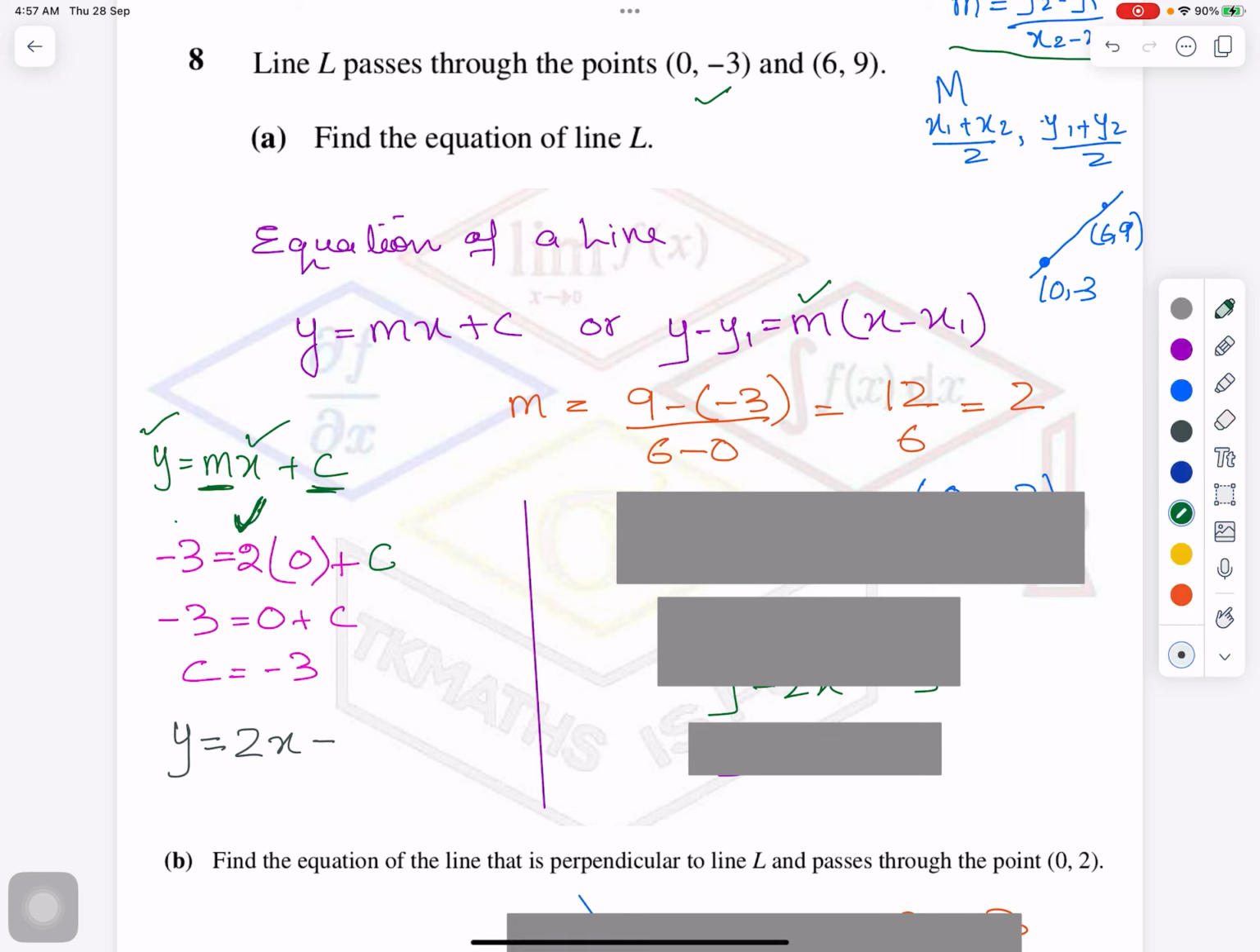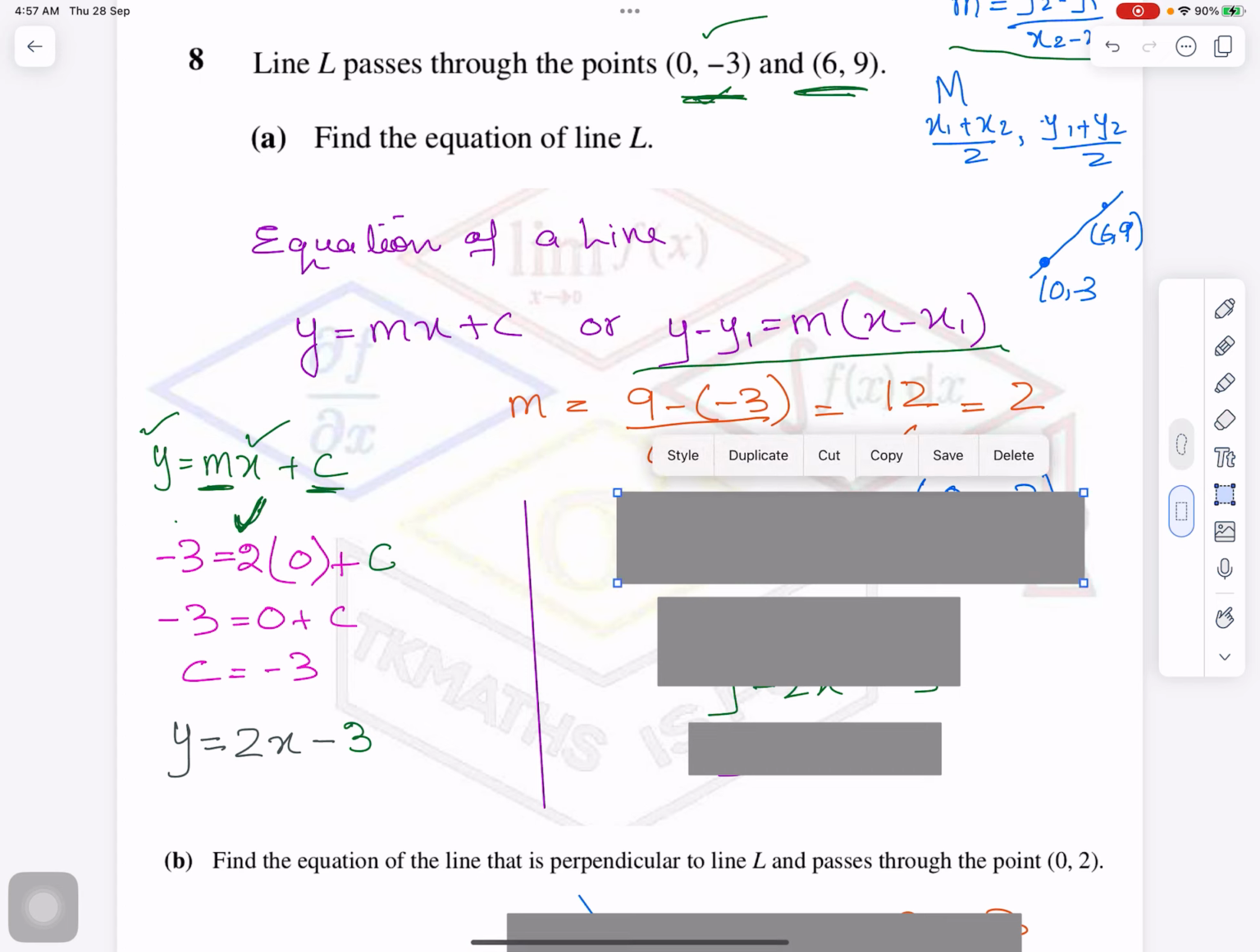Sorry, it is erased here. It is 3. y is equal to 2x minus 3. Now let's see the second form, which is y minus y1 equals m times (x minus x1). So in place of y1 and x1, I will use any point, either this one or this one. Again, I'm using (0, minus 3). So in place of x1, I will use 0, and in place of y1, I will use minus 3.